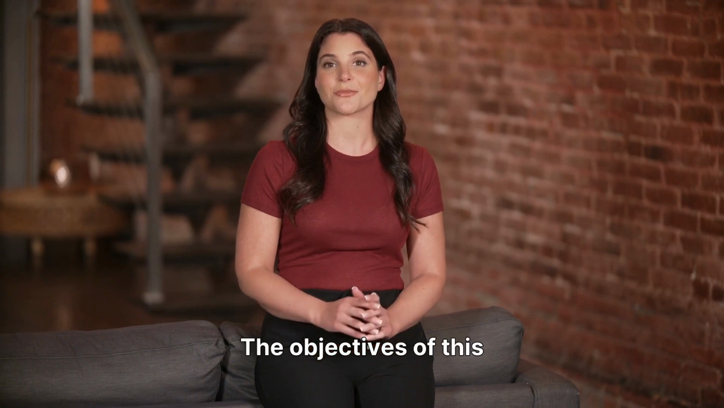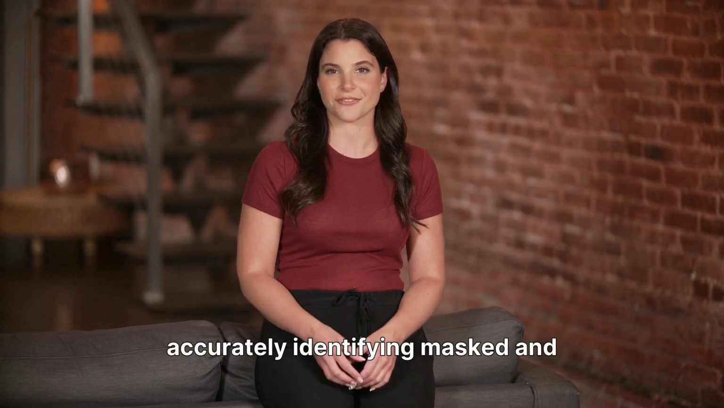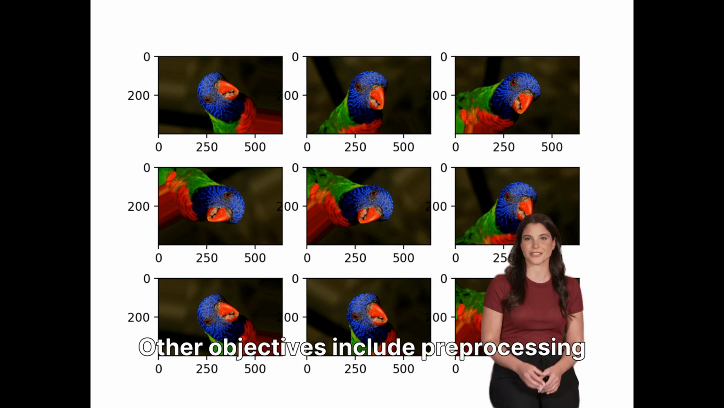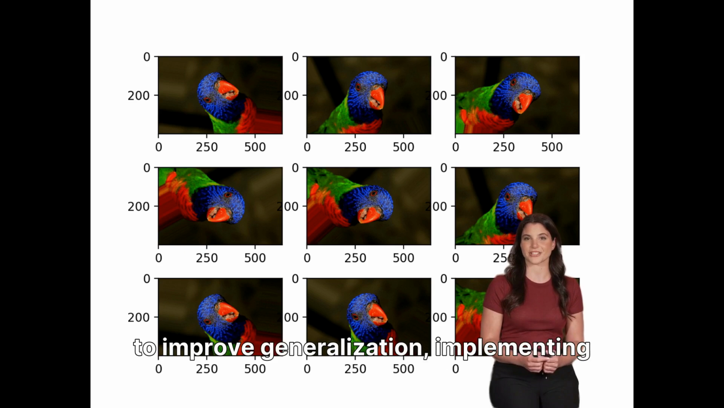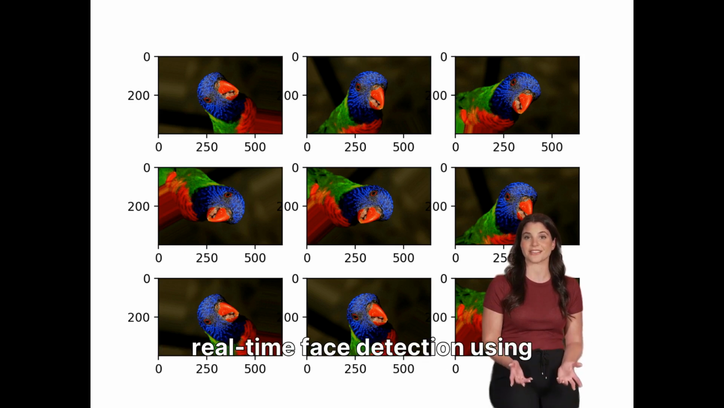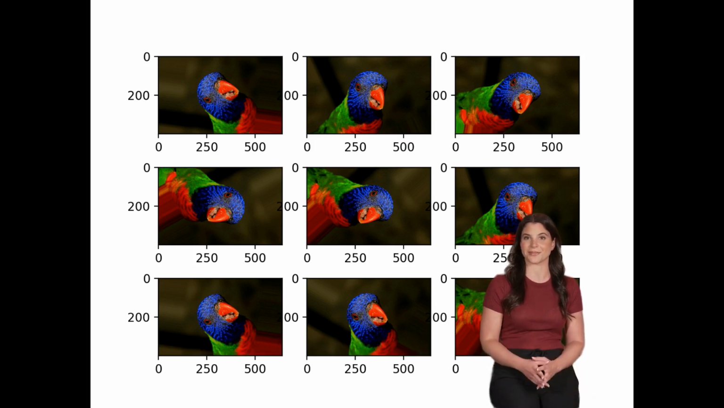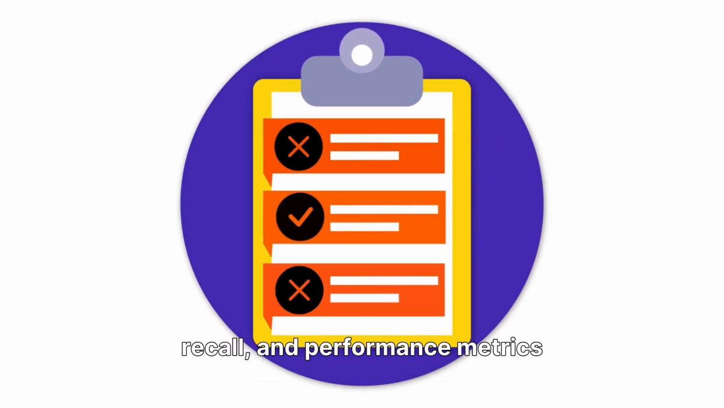The objectives of this project include building a CNN model capable of accurately identifying masked and unmasked faces. Other objectives include pre-processing and augmenting the dataset to improve generalization, implementing real-time face detection using OpenCV, and testing the system using webcam snapshots in Google Colab. Finally, evaluating accuracy, precision, recall, and performance metrics is crucial.